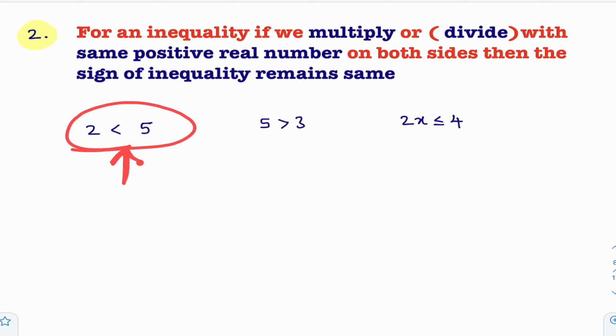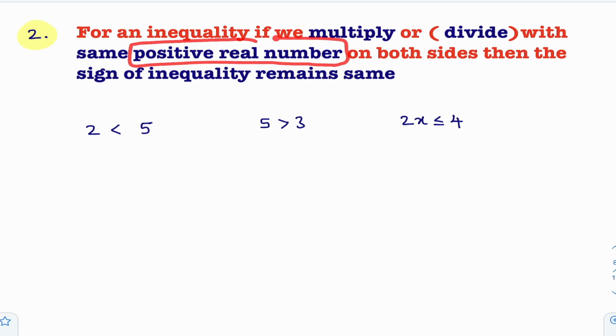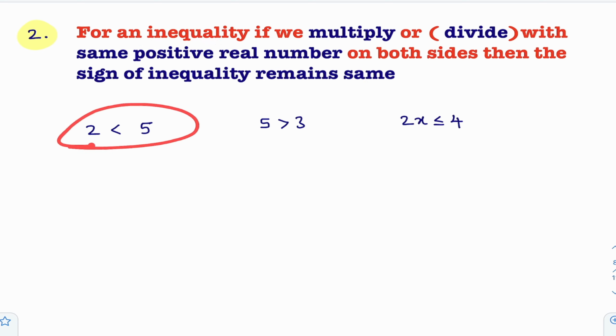What is rule number 2? For an inequality, if I multiply with the same positive real number, same positive, here this is important, same positive real number, then sign of inequality remains same. If I multiply with negative real number, sign of inequality changes. That we will discuss in next point. Okay, so this is 2 less than 5.